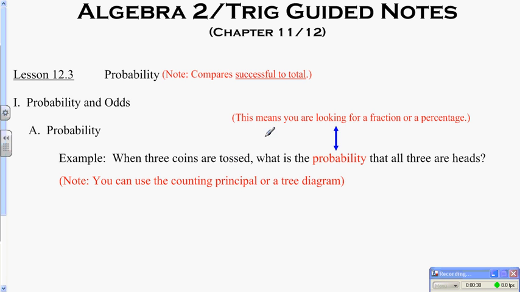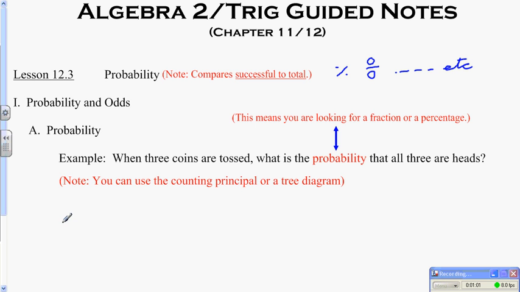Now, probabilities are percents, they're fractions, they're decimals, and what we're looking for mainly when we do probability is fractions. Okay, that's one way to look at them. Now, 3 coins are tossed.